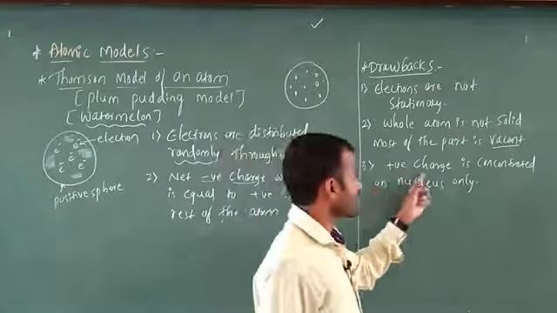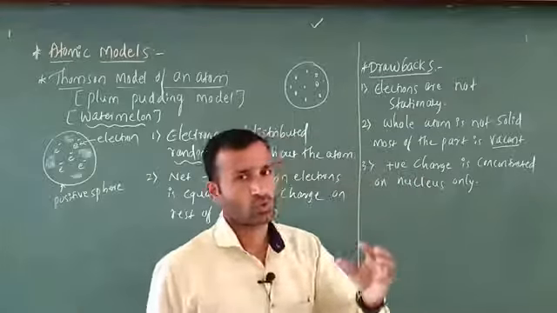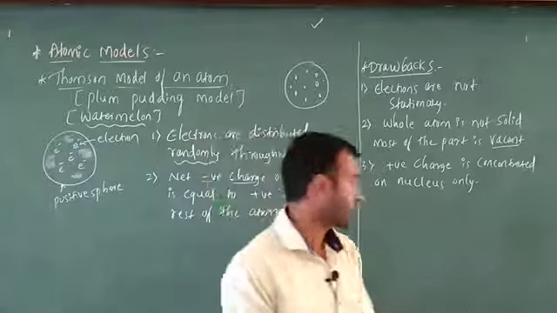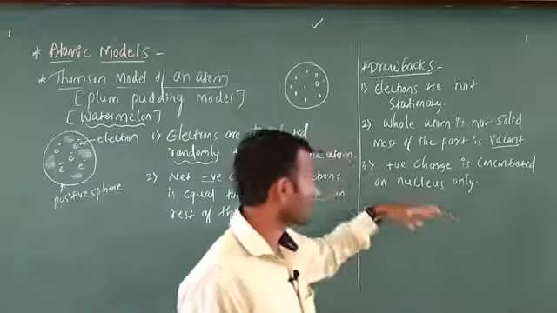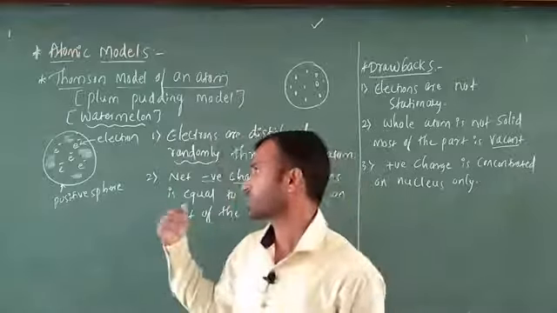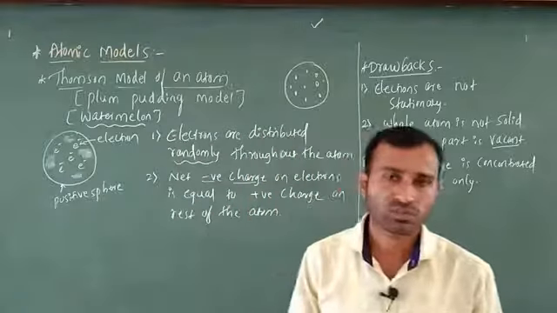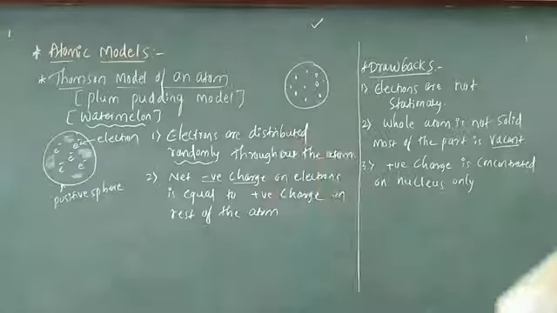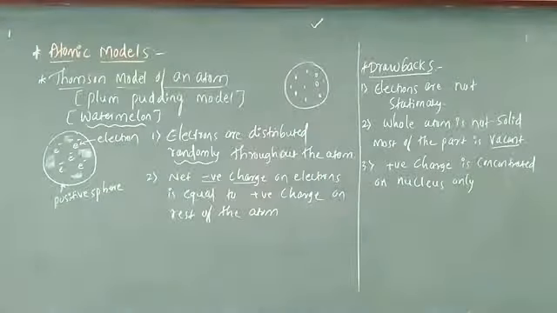Next, positive charge is concentrated on the nucleus only. If you consider the nucleus, only in that case you are going to get positive charge. So, okay friends, up to this is the Thomson model. The next model we are going to study is called the Rutherford model. If you want, you can take a screenshot for notes purposes.